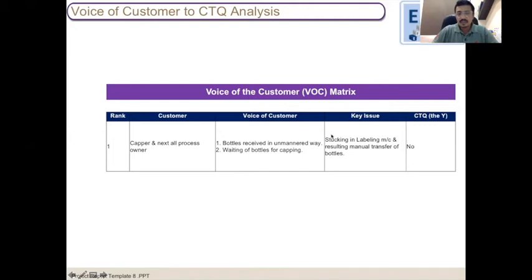And the key issue they identified was jamming in the labeling machine, resulting in manual transfer of the bottles. So this is again the key issue they have identified. If you ask the right question, if you frame the right question, then Google will be able to give you the answer. I always tell this in my training, right? So is this a CTQ? No, it is not a CTQ, critical to quality, but definitely it is hampering the productivity. So you need to identify whether it is impacting your critical to quality. It was not critical to quality, but definitely impacting productivity.